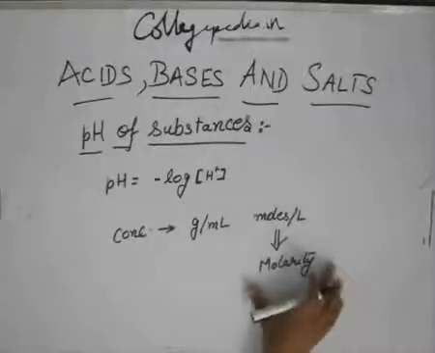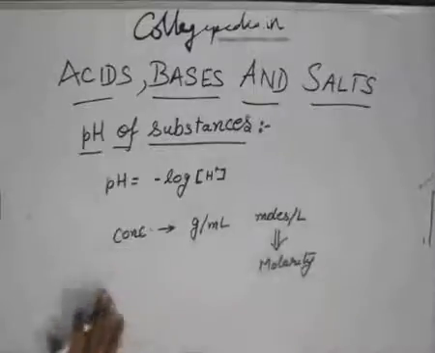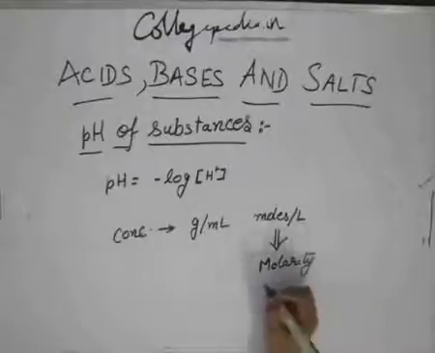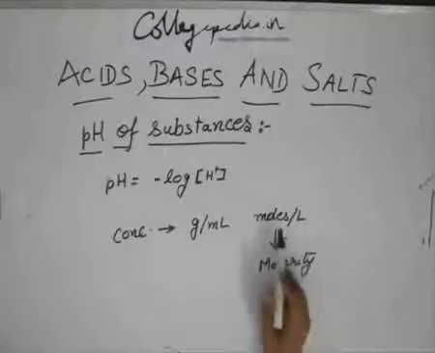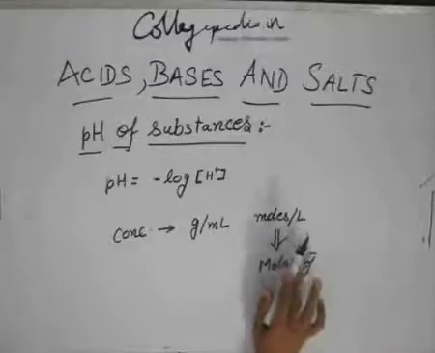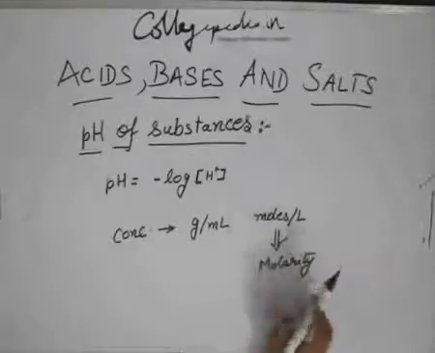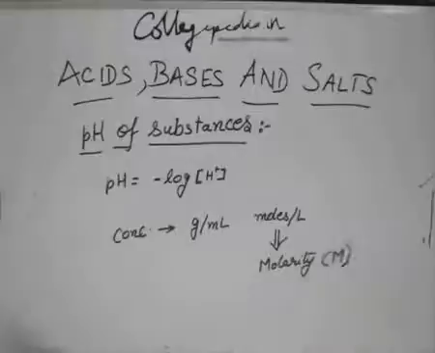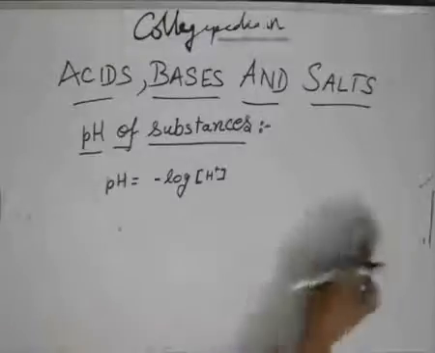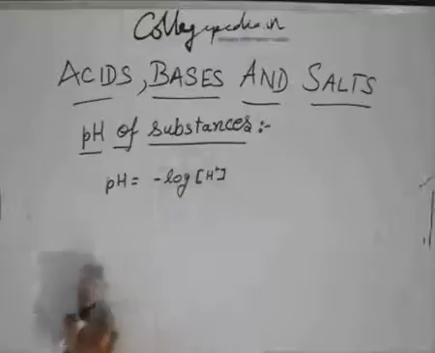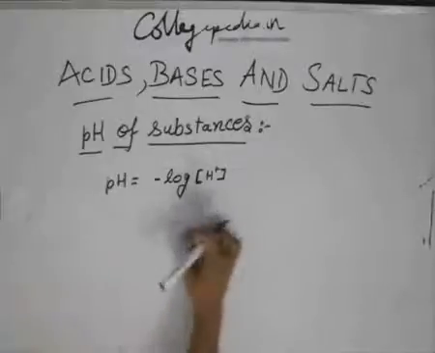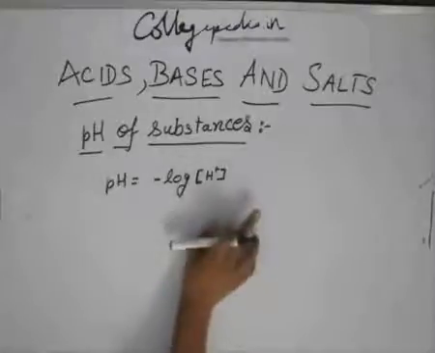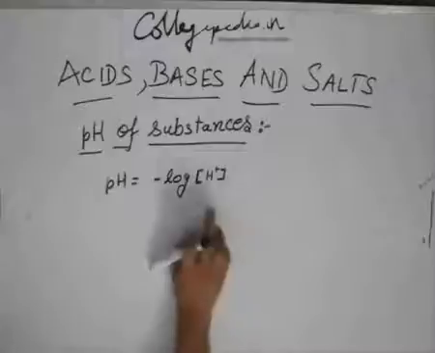Now we'll not be using concentration as such, but we'll use molarity. Molarity is defined as the number of moles of the substance in 1 liter of the solution, and it is denoted by the letter M. So this concentration is taken in molarity. If you have molarity 1, you call it a 1 molar H plus solution.